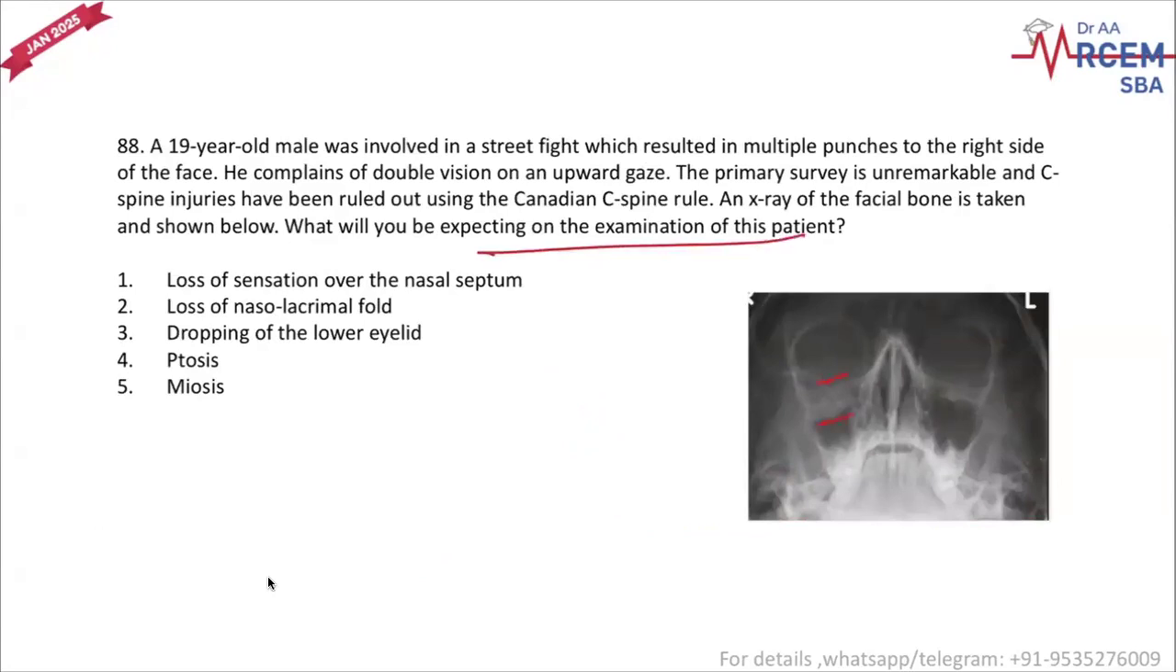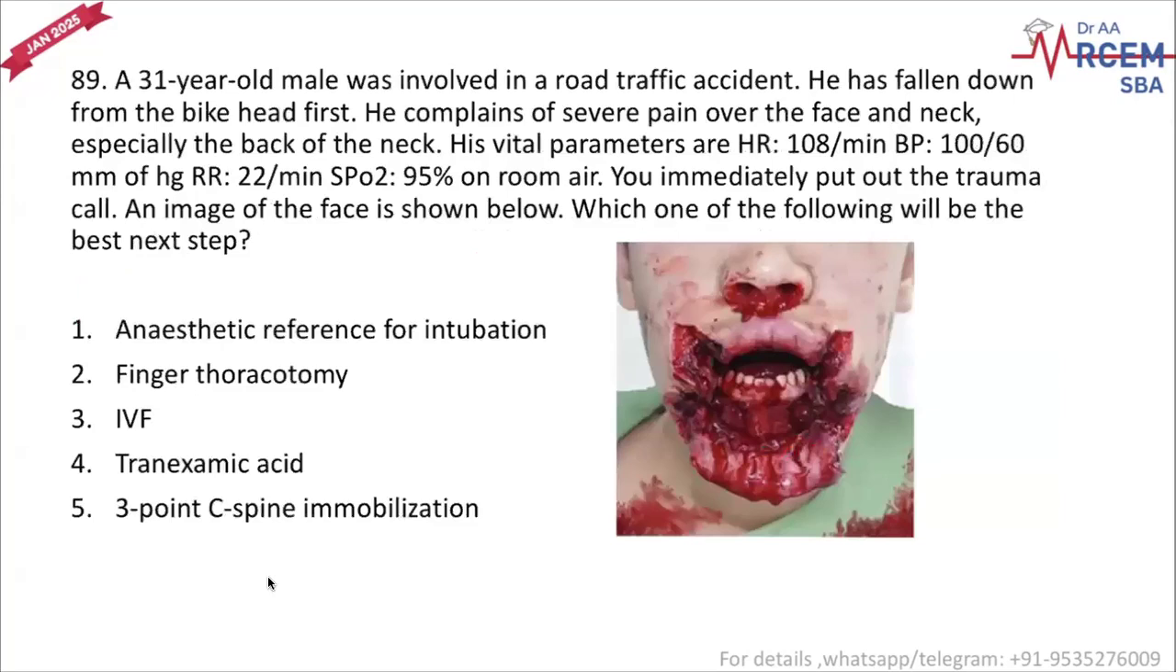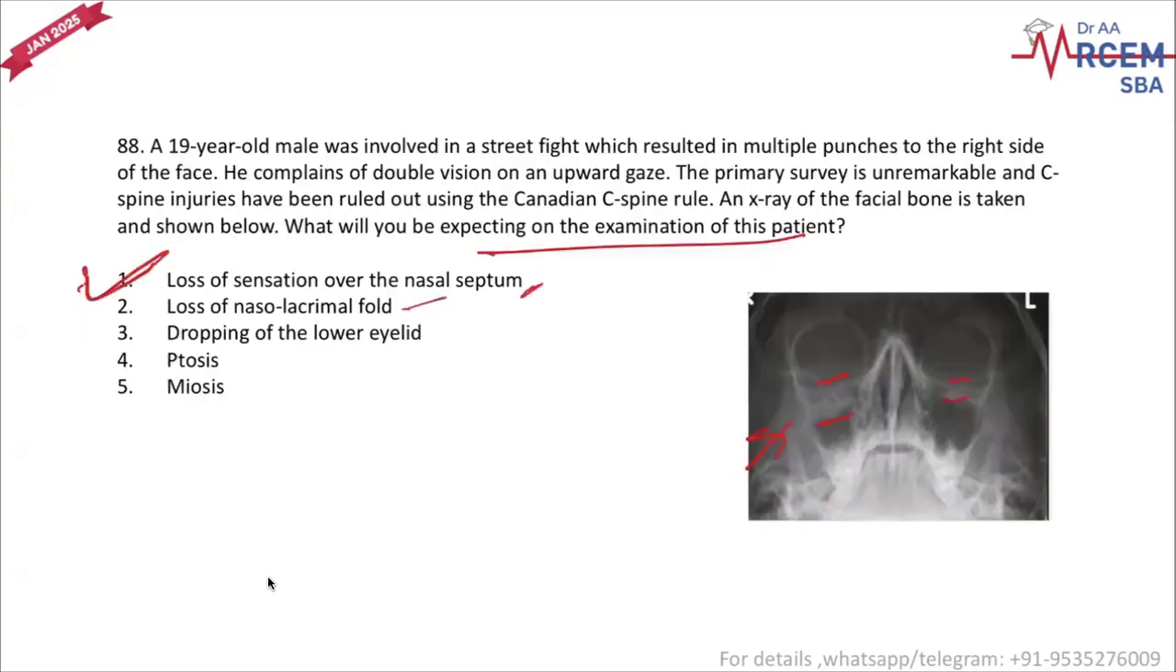The right side thickness is much more than the left side, suggestive of a right orbital floor fracture. The infraorbital nerve is present here. Injury to the infraorbital nerve will result in loss of sensation over the nasal septum. So the right answer was the first one. It has no motor effect, it is a sensory nerve. So you will not lose the nasolabial fold, which a few of you selected. No, it is not. Only the sensation is affected.